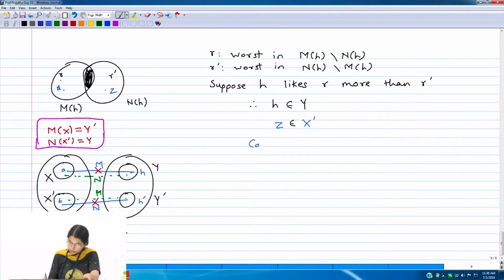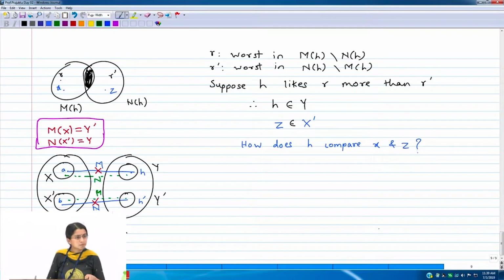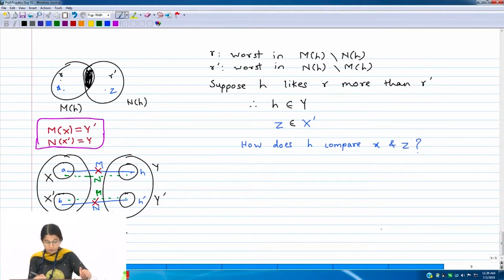And now we ask the question, how does H compare X and Z? Okay, so H should like Z more than X. But then Z also likes H. So in M what will happen? H and Z will block M.